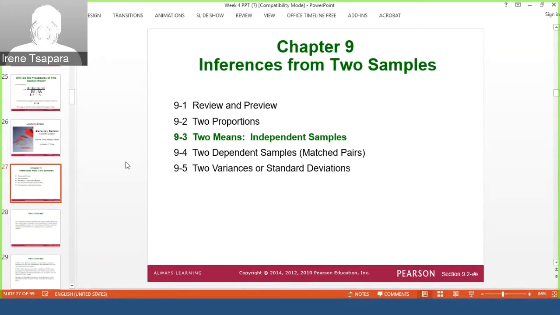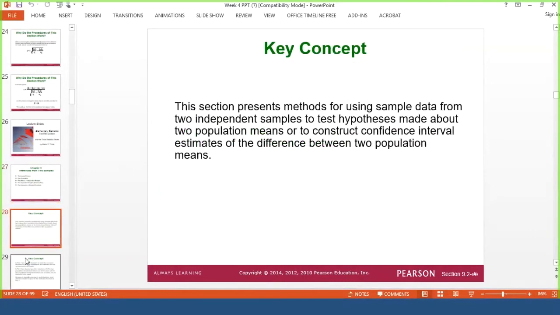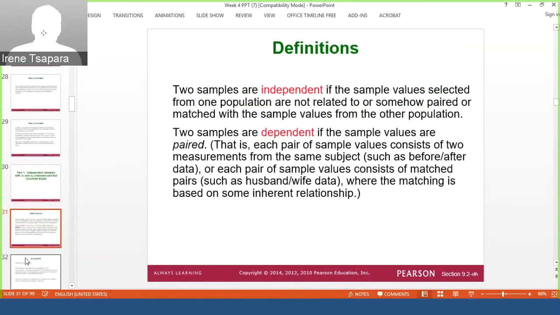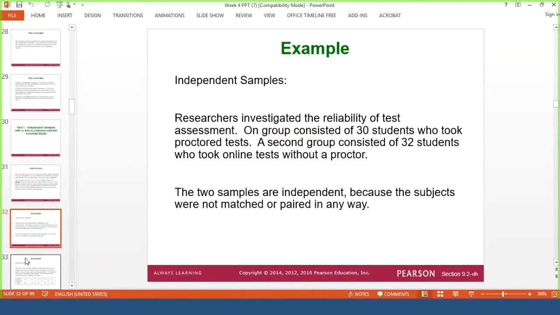Now think back to the discussion question and remember that two samples are independent if the sample values selected from one population are not related with the other. Two samples are dependent if the sample values are paired. There is some kind of underlying way of connecting the two samples. That's exactly the same example that I gave you.